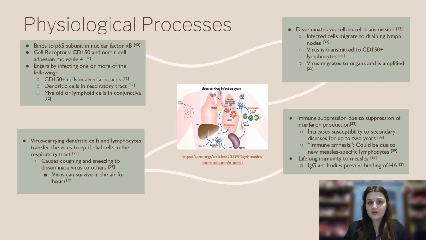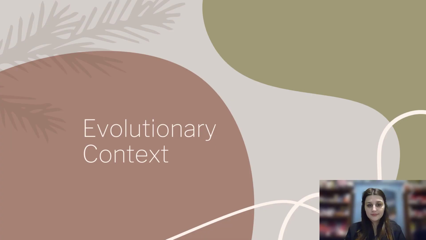Lastly, immune suppression is caused as interferon production is halted. This immune amnesia increases susceptibility to secondary diseases. However, lifelong immunity to measles is also garnered with specific IgG antibodies produced to prevent that hemagglutinin attachment. So in this next section, I will discuss the divergence of measles and its current evolution.